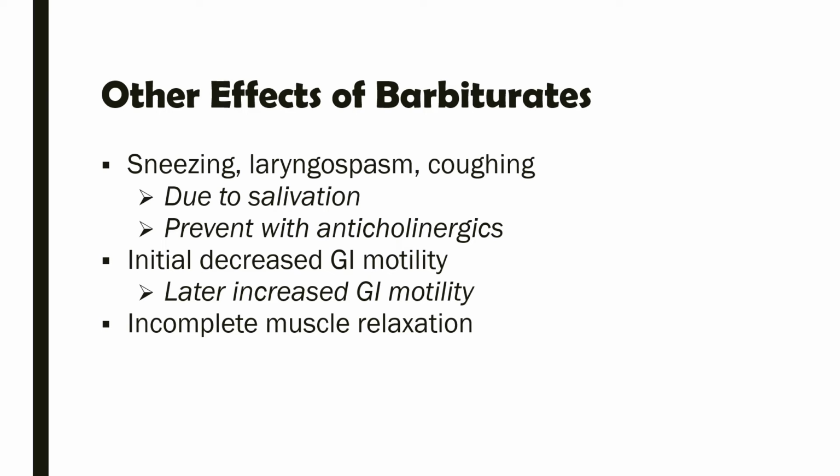These are the other effects of the barbiturates. Barbiturates can cause sneezing, laryngospasm, and coughing. This can be due to salivation, and this can be prevented with anticholinergic drugs. Anticholinergic drugs are atropine and glycopyrrolate. For its effect on the GIT, there is an initial decrease in GI motility, followed by a later increase in GI motility. There is also an incomplete muscle relaxation.